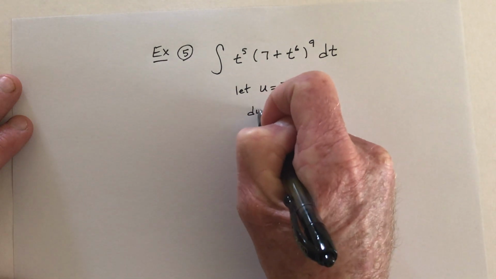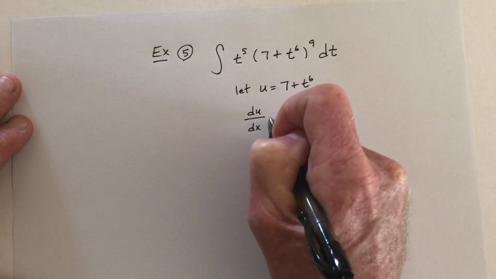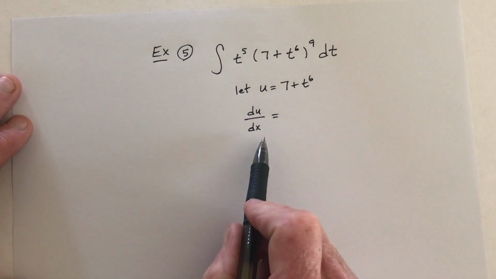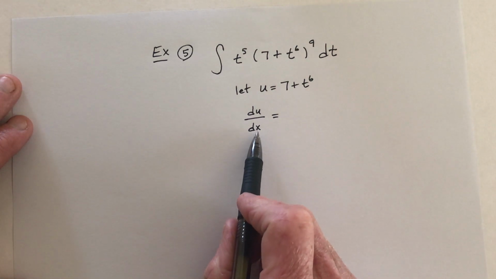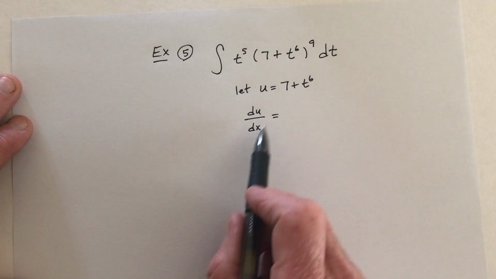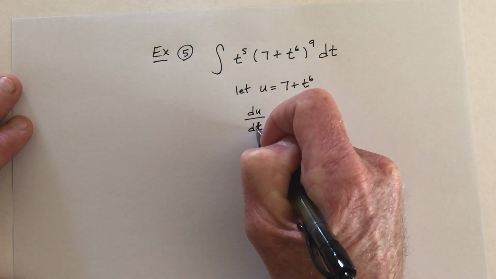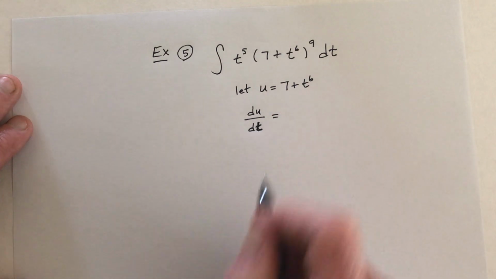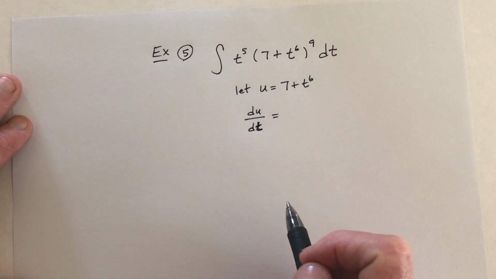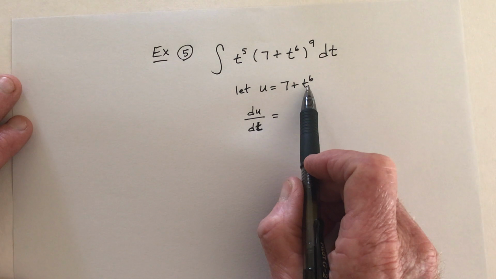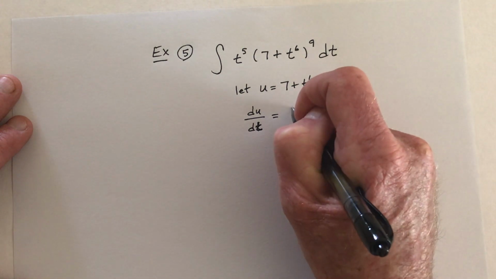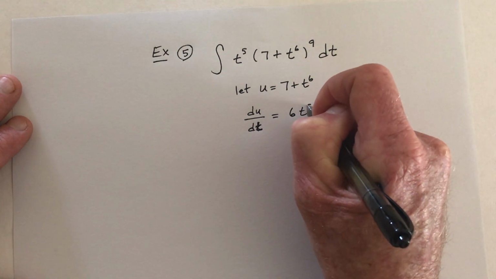And take the derivative. So du, oh, look at the mistake I just made. I'm so used to using x. This is not an x, this is a t. See? All right, so the variable is t. And the derivative here would be 6t to the 5th.